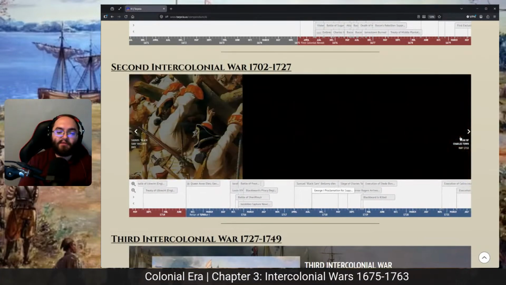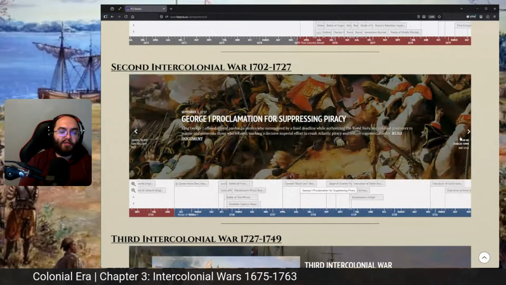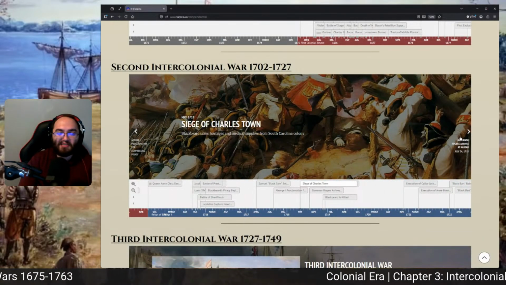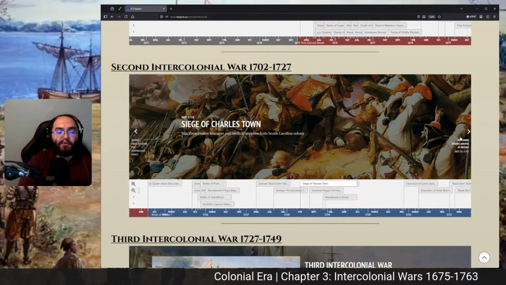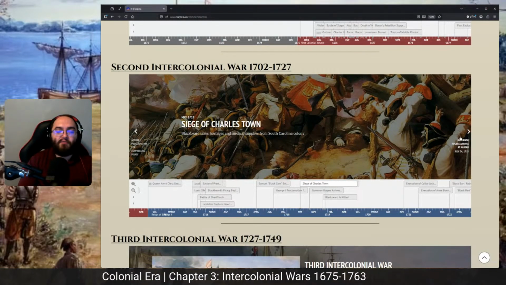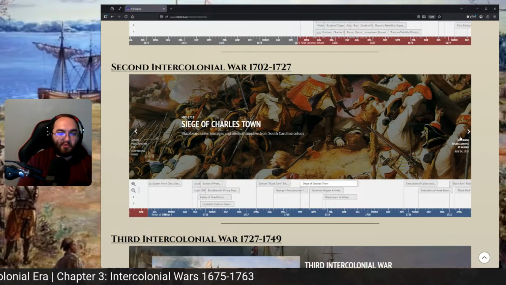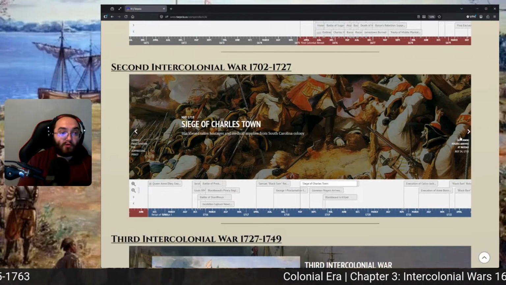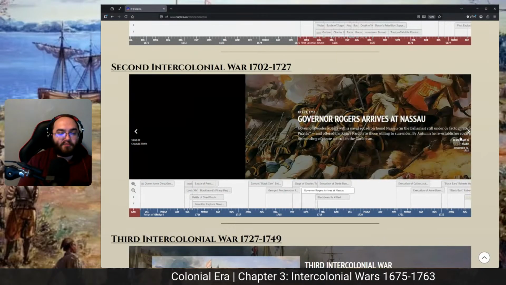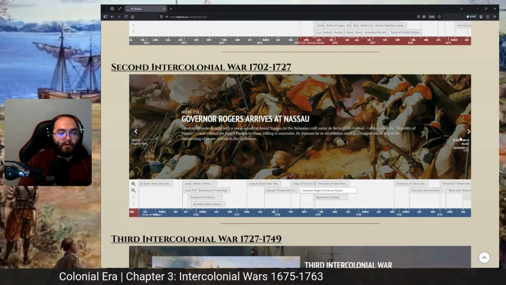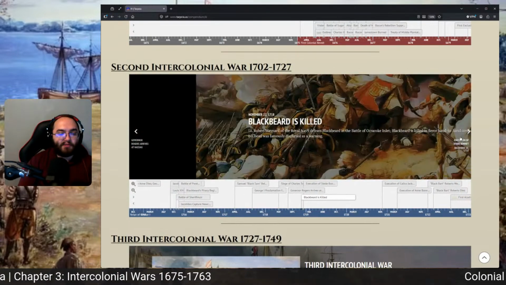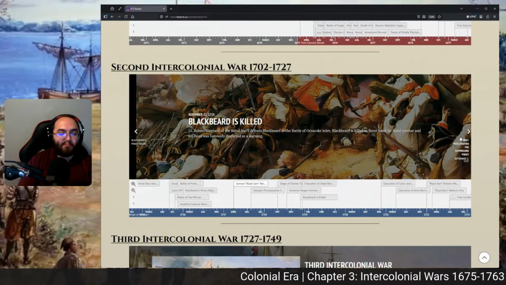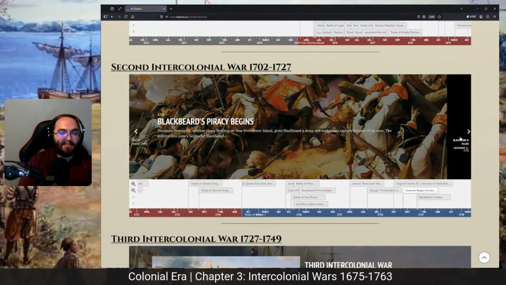He dies in 1717. George I will make a proclamation for suppressing the pirates. So this is the golden age of piracy, by the way, which only lasts like less than a decade, following the end of Queen Anne's War until the death of the last of the famous notorious pirates. You have the Siege of Charlestown by Blackbeard himself. Governor Rogers is sent to deal with the pirates. Blackbeard is killed in 1718. So, like, Blackbeard, he begins in 1716, and he dies in 1718.